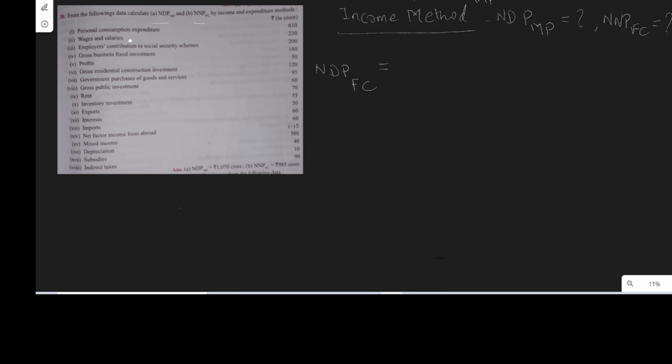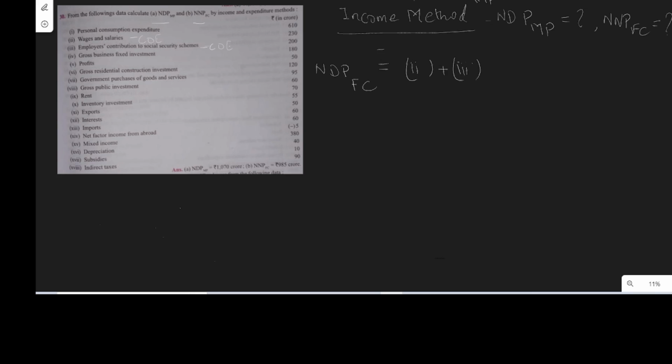Are we given compensation of employees? We are given the components of compensation of employees. One of the components is wages and salaries, so I'll write number 2 here. It's a part of compensation of employees, a part of COE. Employers' contribution to social security schemes: we know that employees' contribution is not part of compensation, while employers' contribution is. So we will add this third item also. Then we shall see, are we given any other form of compensation? We are not given.